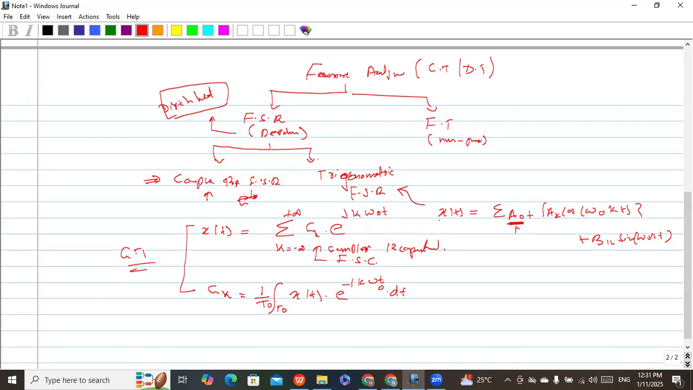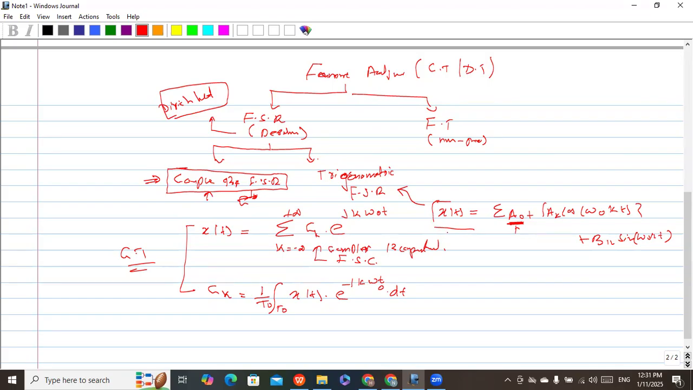Actually, we are mainly focusing on this complex exponential Fourier series representation. The questions that come in your exams will be on the complex exponential Fourier series representation. So you need not pay much attention to the trigonometric Fourier series representation, but you can see it.